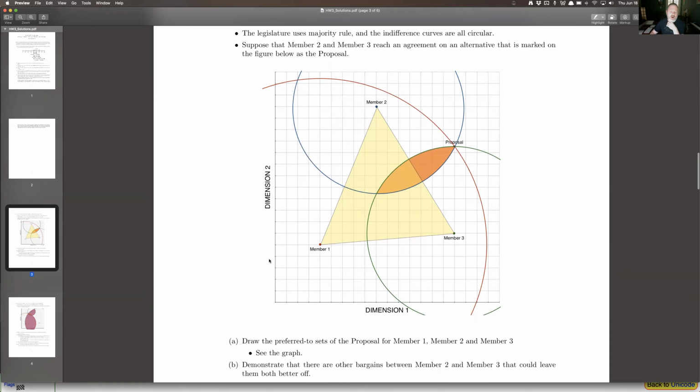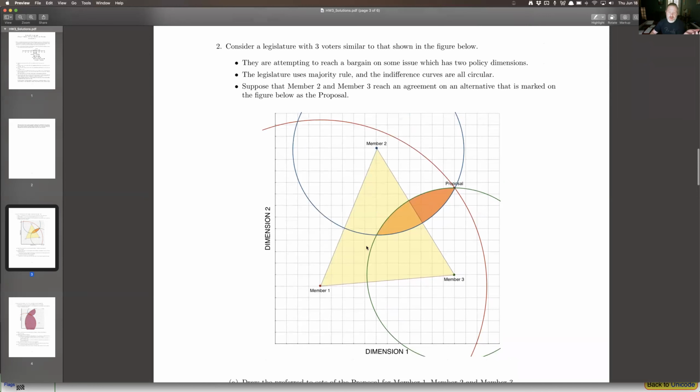And so part A just asks you to draw their indifference curves to the proposal. So it's all points equidistant from their ideal point. So for member 2, it's this circle, all right? For member 3, it's this circle, all the points that are the same distance to their ideal point as the proposal. And member 1's pretty far away from the proposal, so it's all of these points that are equidistant from the ideal point.